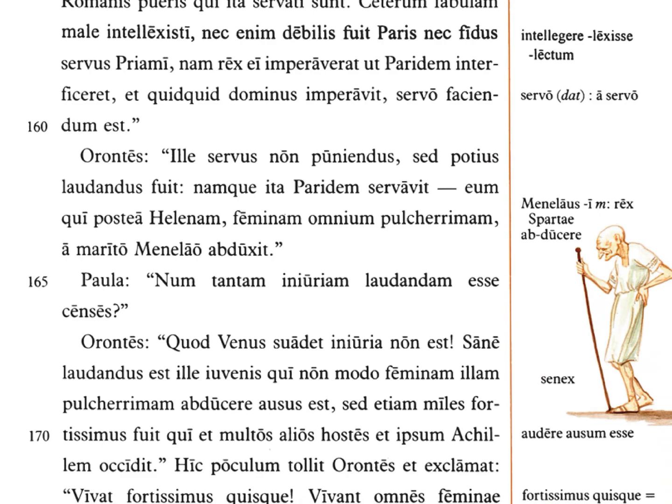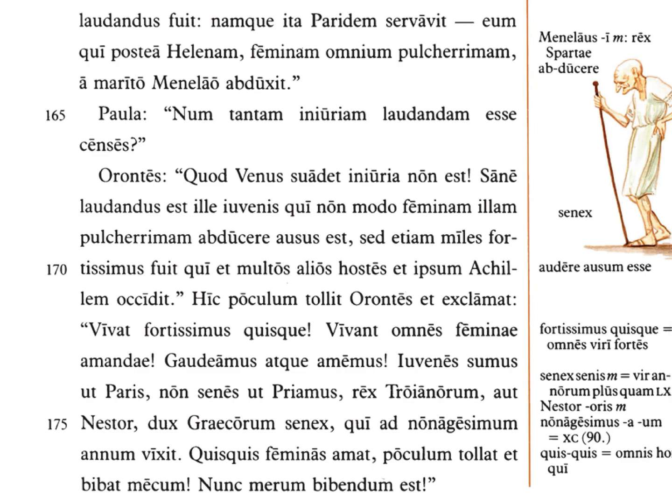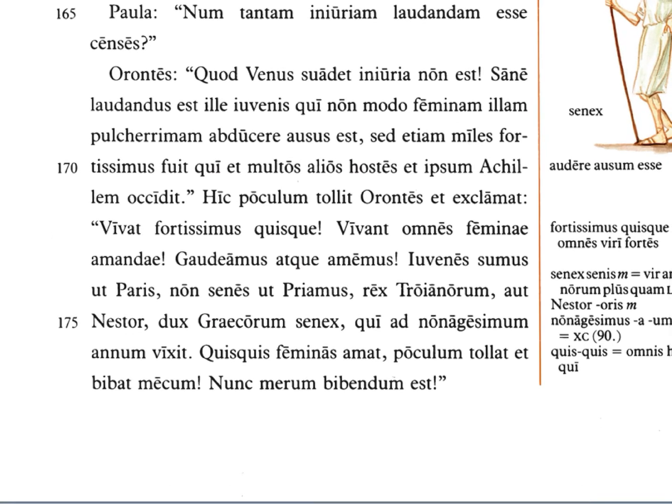And then Pallas says, Num tantam iniuriam laudandam esse censes, surely you don't think that so great an injury or injustice must be praised. So laudandum esse is an infinitive version of the passive periphrastic, to be praised. Surely you don't think such an injury is to be praised, that is to say, should be praised. Orontes then says, Quod Venus suadet iniuria non est, because Venus is advising or persuading him, it is not an injury, an injustice. He says, basically, since Venus, the goddess, was leading on Paris, it wasn't a bad thing to steal somebody else's wife away.